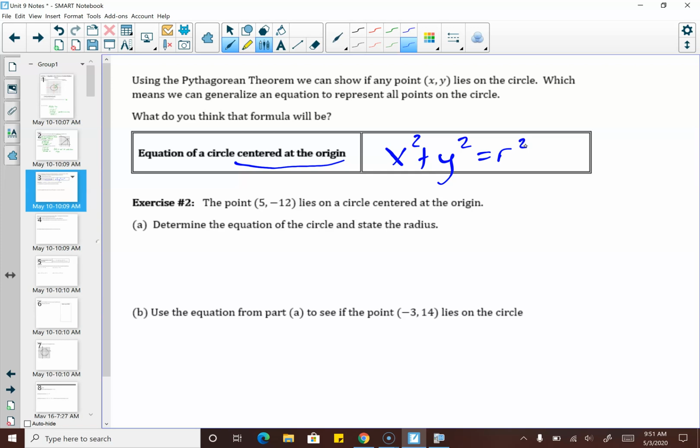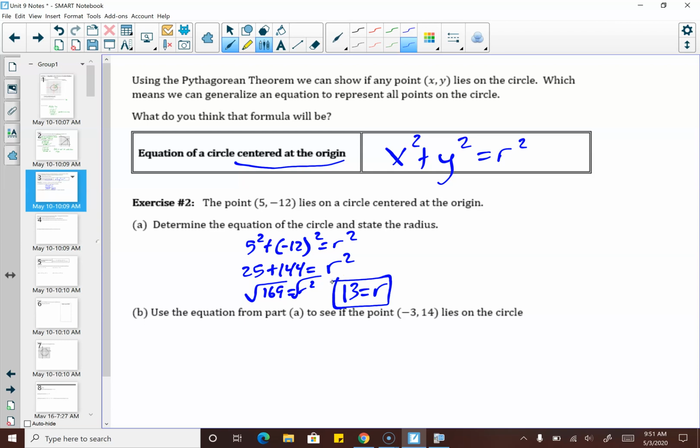So if we look at exercise 2, the point (5, -12) lies on the circle centered at the origin. Determine the equation of the circle and state the radius. So if they told us one of the points on the circle, we can find our radius using our formula, and then we can figure out what our equation is. So 5 squared plus negative 12 squared equals r squared. 5 squared is 25. Negative 12 squared is 144. Remember, whenever you square something, you automatically get a positive. 25 and 144 is 169. Square root both sides, and you get a radius of 13.